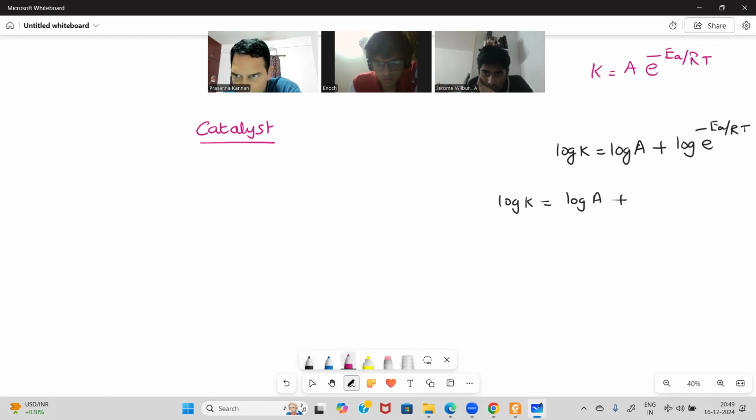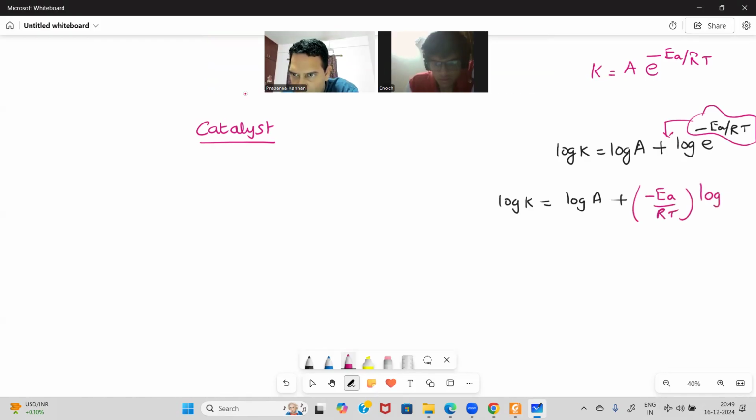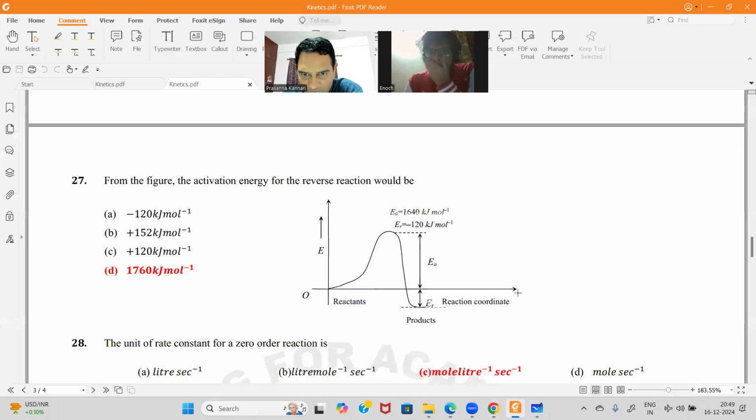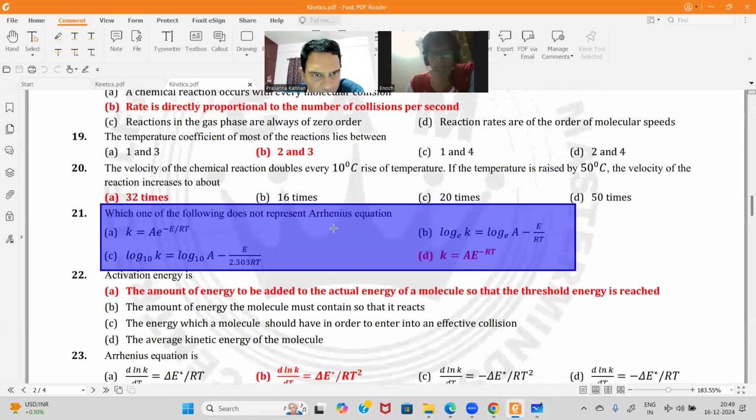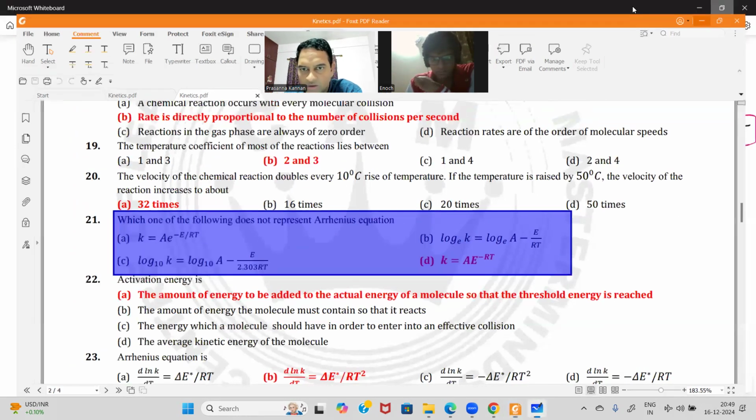So log K is equal to log A plus this term. Using the power rule, I can bring it to the front, right? Yes, sir. So what does this become? Minus EA by RT into log e, correct? All these bases are e. Can you tell me what is log e to the base e? Oh, it will be 1. That's why you have this expression. Did you understand this now? Yes, sir. Okay, good.